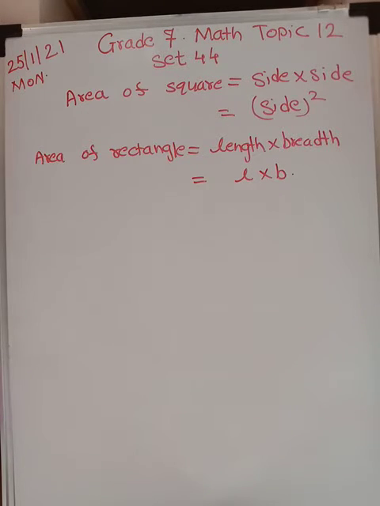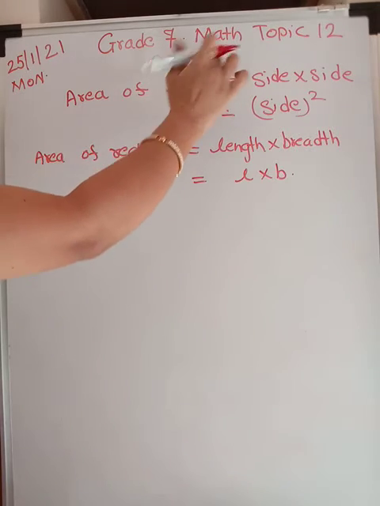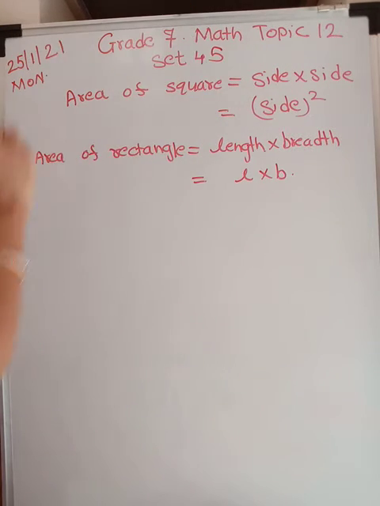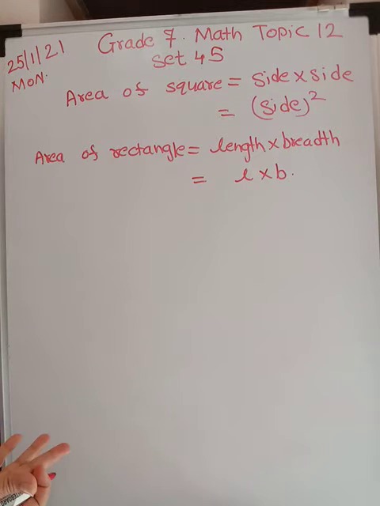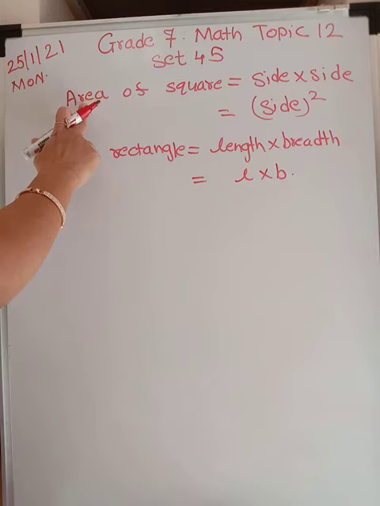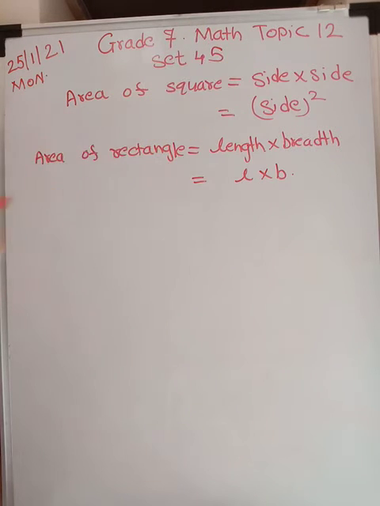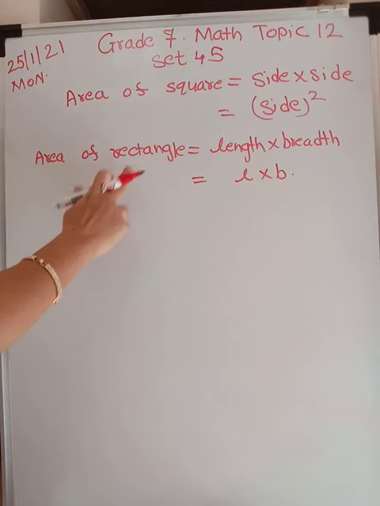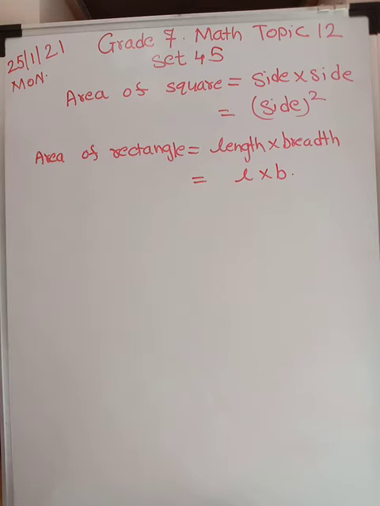Now before we go to the next exercise, that is practice set 45, we are going to go now to practice set 45. But that is based on the area of square and area of rectangle. So first let's see what the formula is. Area of square is side into side, which is side square, and area of rectangle is length into breadth, which is LB. Now listen carefully about the units.